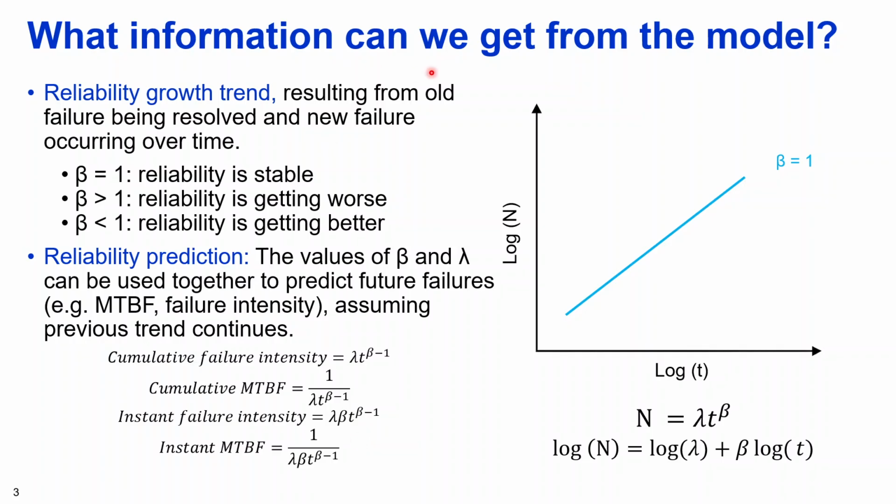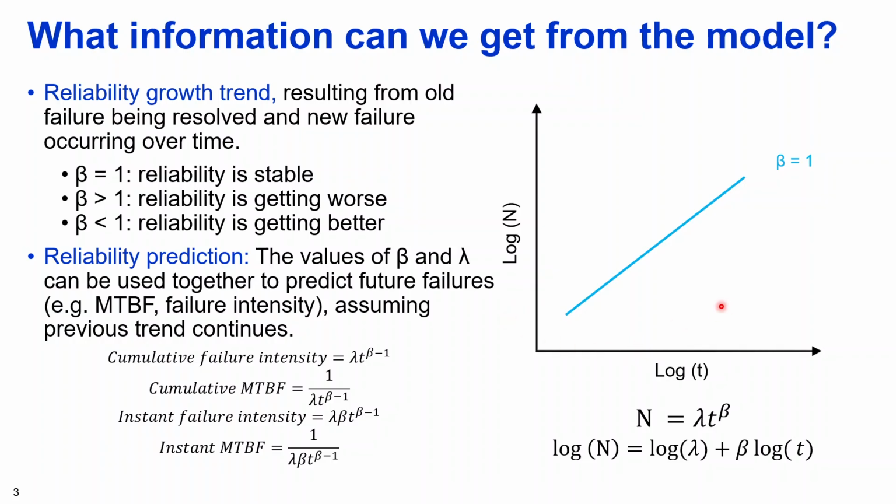What information can you get from the model? First, when you have different failure modes in the system, the result of the reliability is a combination of old failures being resolved and new failures coming up. So when you have beta equals 1 and you say that your reliability is stable, what that means is that you are going to see a stable increase in the number of cumulative failures with the cumulative time.